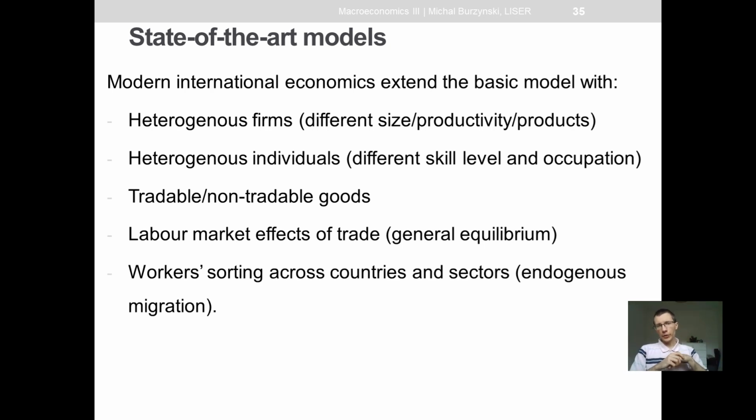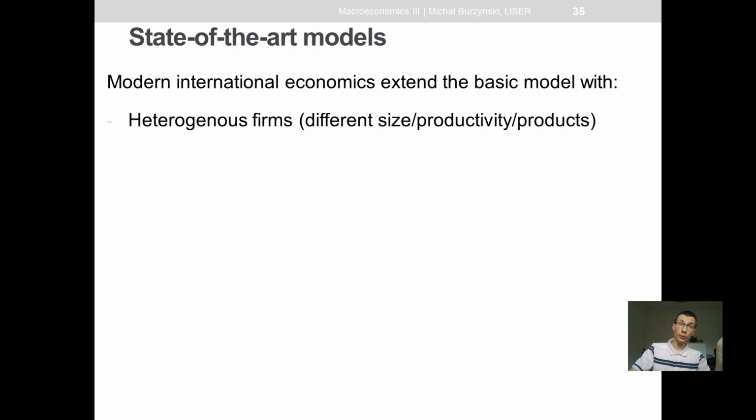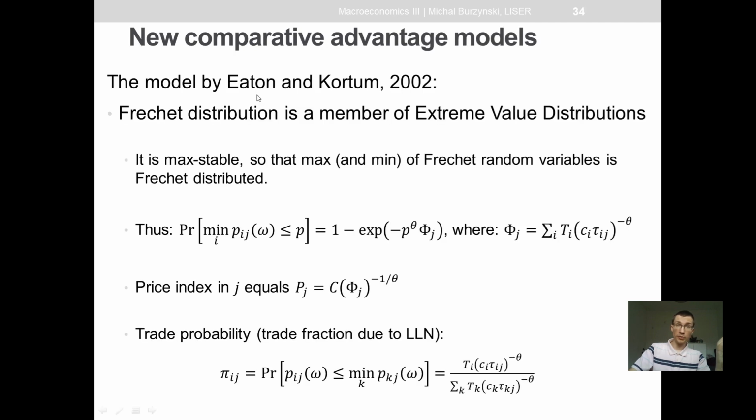And what is also related to this is that there is a literature that relates workers' trade, general trade of goods and the production side of the economy with workers sorting across countries and sectors, endogenous migration. And this is explicitly what I'm doing in my particular research. These are the type of models that I'm doing, and I'm very close in what I'm doing to those models by Eaton and Kortum.